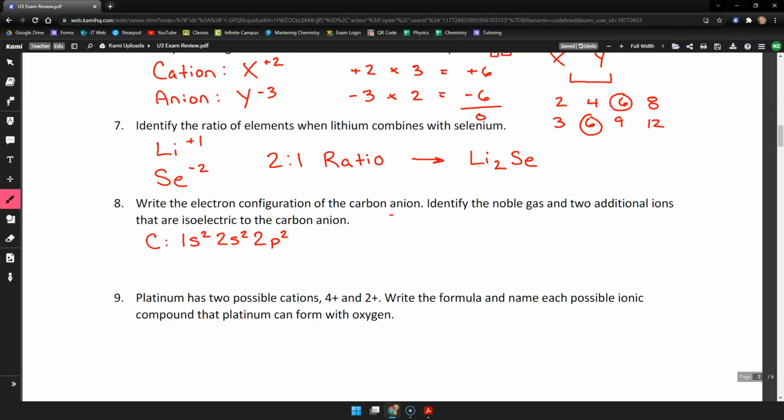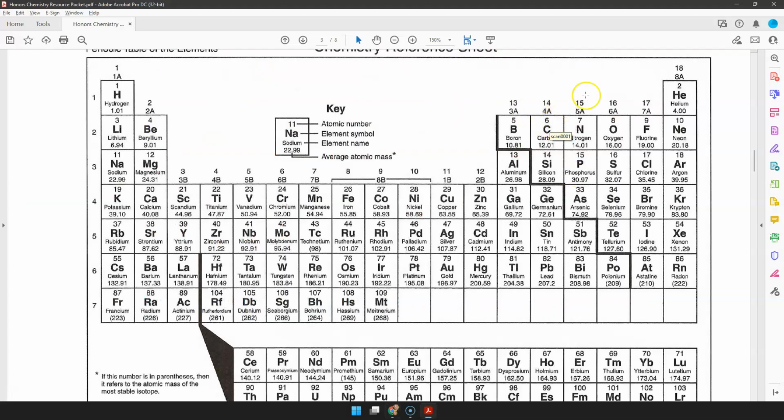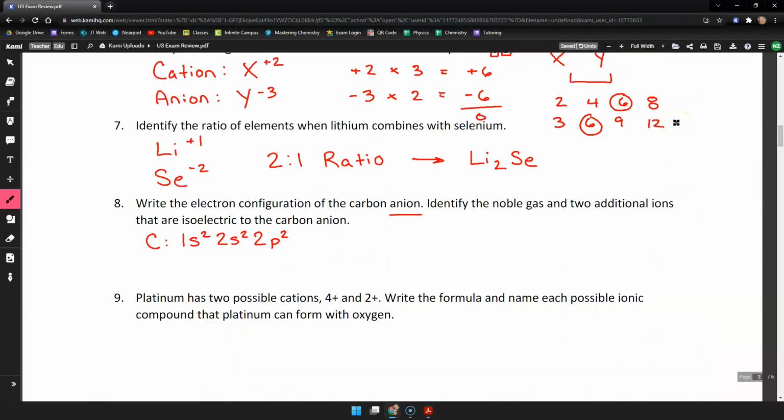Now, if it's asking for the carbon anion, that means it's going to have a negative charge. When carbon ionizes, it needs 1, 2, 3, 4 electrons to get to the noble gas. So it's going to be C4-. So instead of having 6 electrons, it's going to have 10. So let's just add on 4 more electrons to this. 2s2 and then 2p6. Remember, the p block will hold up to 6, so 2 plus 4 gives us 6.